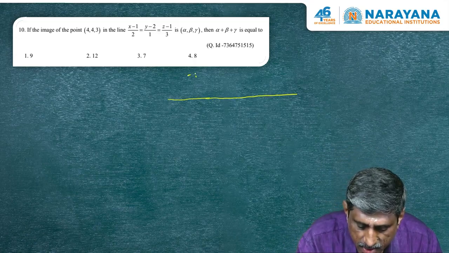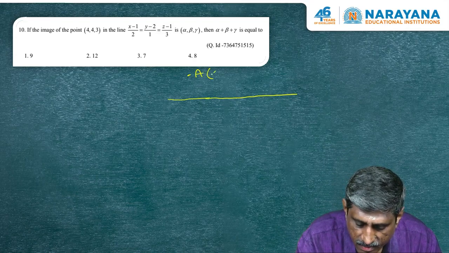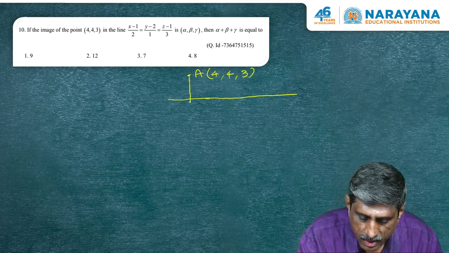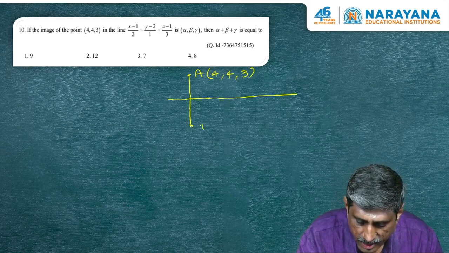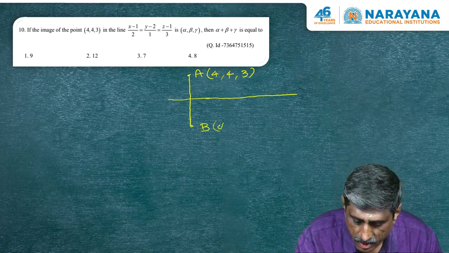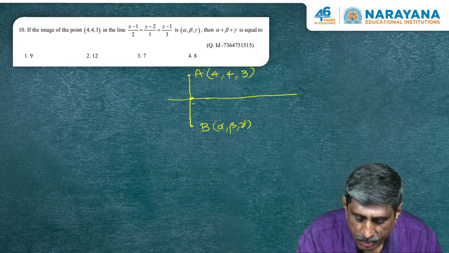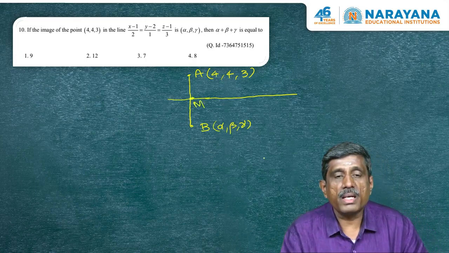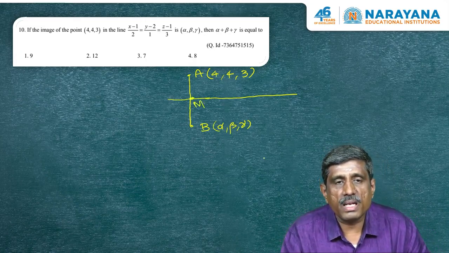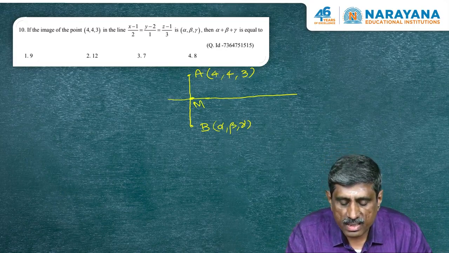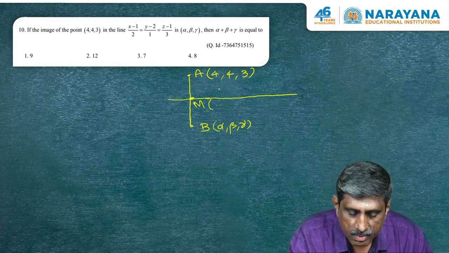So, let us say this is the point capital A, which is (4, 4, 3), and here we have the image B, which is (alpha, beta, gamma), we have to find out, and this is the midpoint, and the point M is the midpoint of AB, which lies on the straight line. So, let us take that point M in terms of the parametric coordinates.